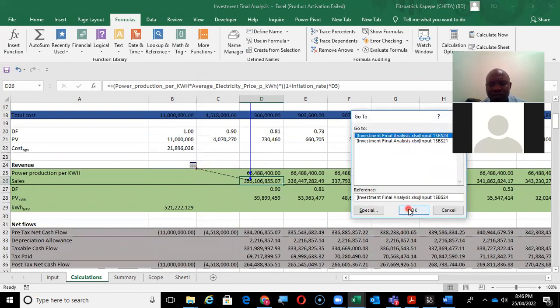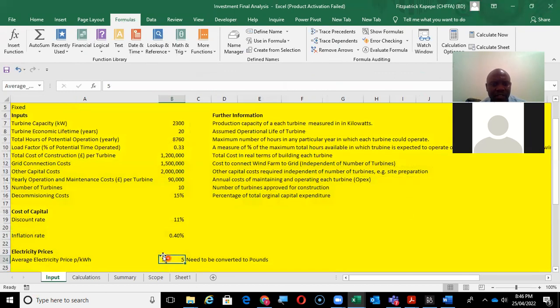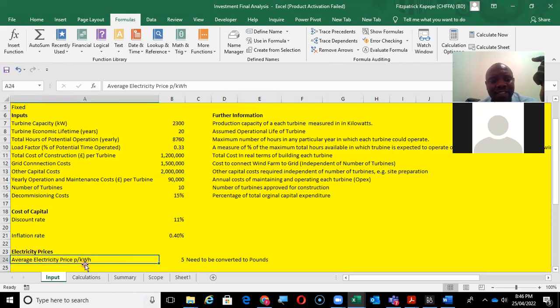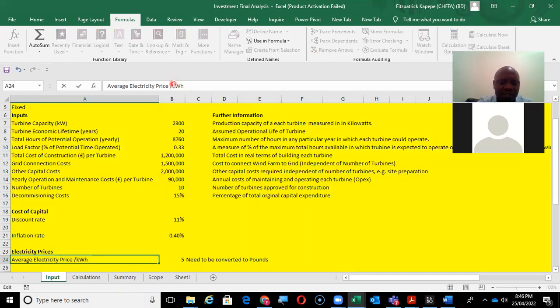You have the 24, which is that 5. But this 5 is a pence. It's like the smallest unit of your money. We have to convert it to pounds. So how do we convert it to pounds? We'll have to change, if we wanted, we could change it from here, the average electricity price per pound. If we wanted, so that we don't make so many adjustments.